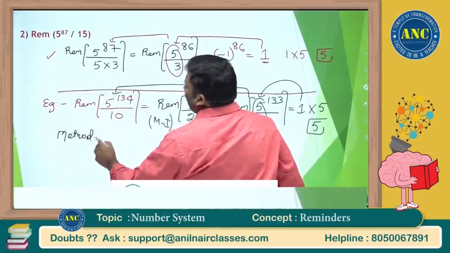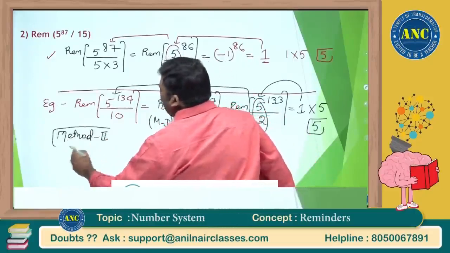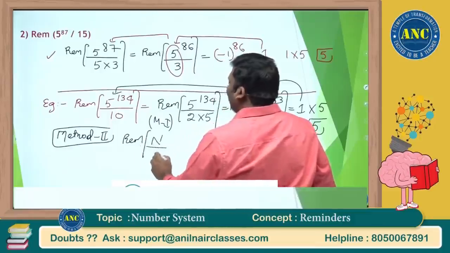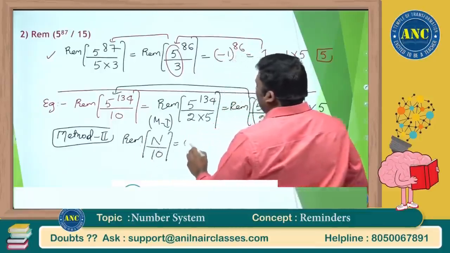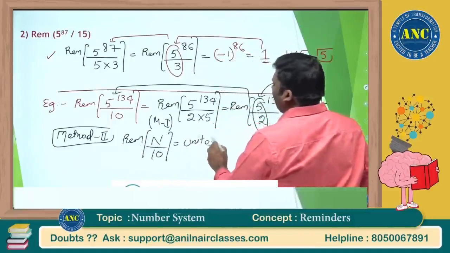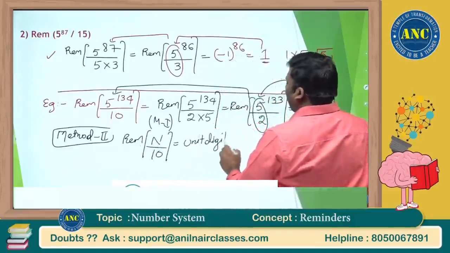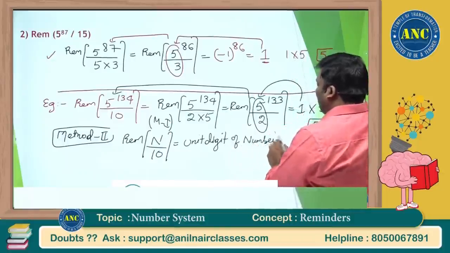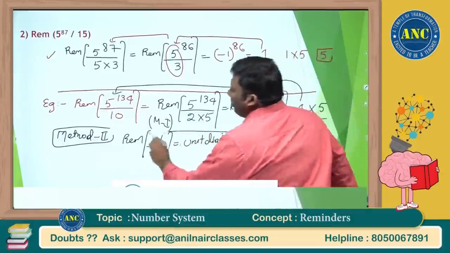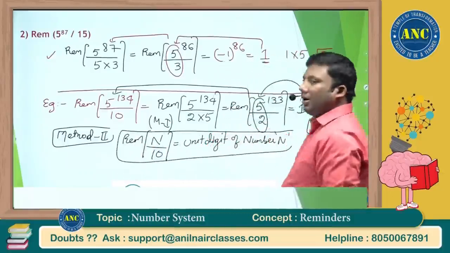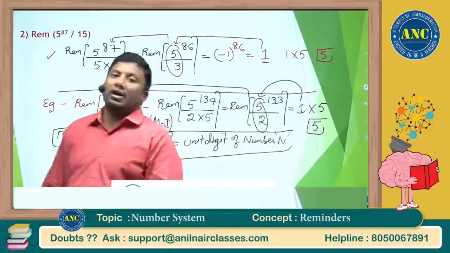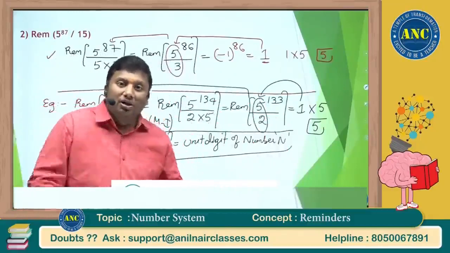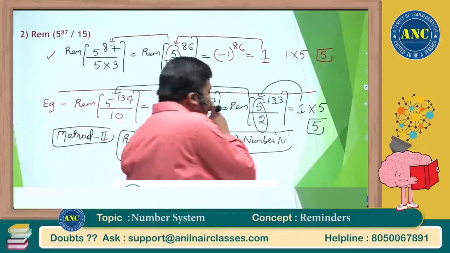Method 2. Please make a note of this important method. Whenever you divide a number by 10, you will get the unit digit of the number. Whenever you divide a number by 100, you will get the last two digits of the number. Whenever you divide a number by 1000, you will get the last three digits of the number.